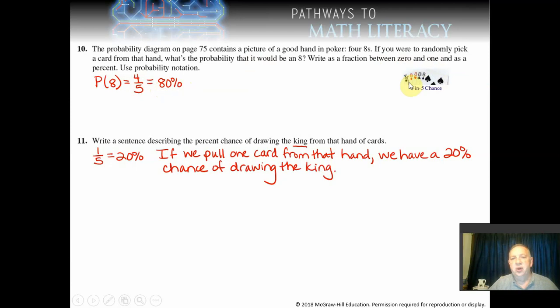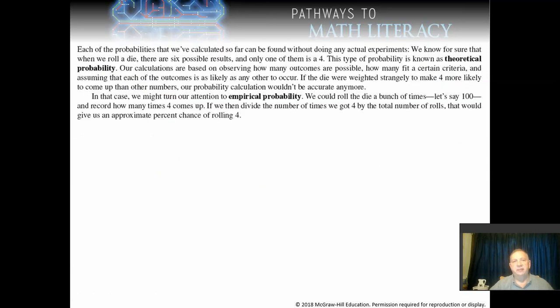So what about drawing a king from that hand of cards? Well, that's 1 out of the 5 cards. I've only got 1 king available, 5 cards, so that's 0.20, or 20% of the time. I've got a 20% chance. Not very likely.